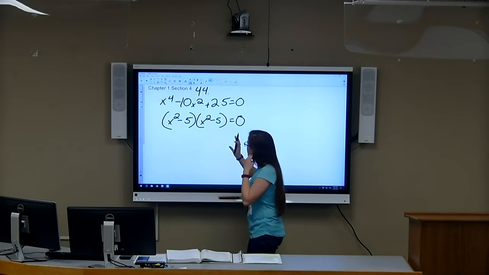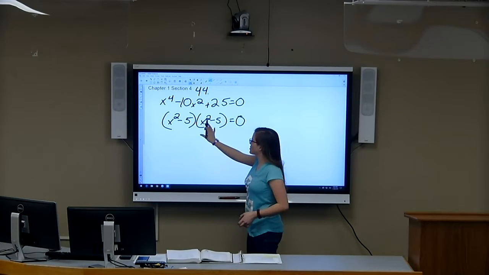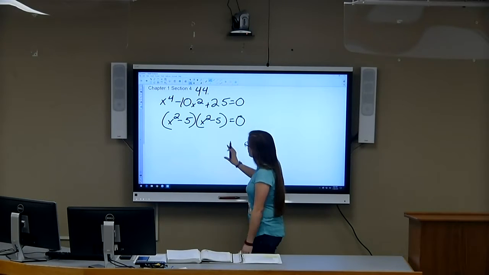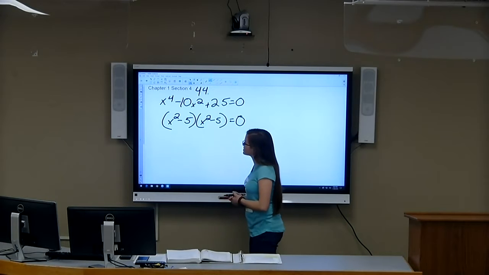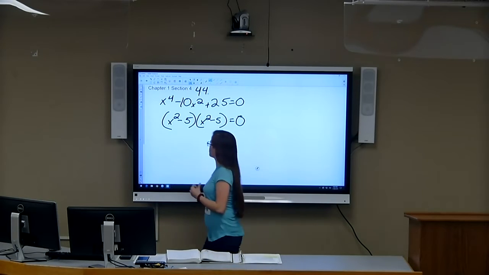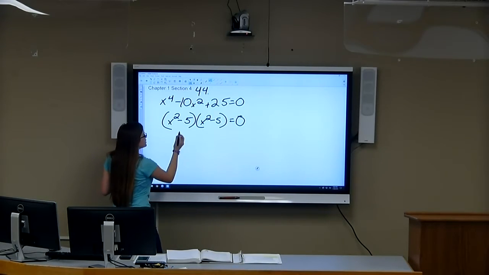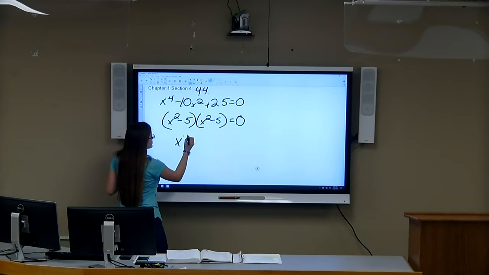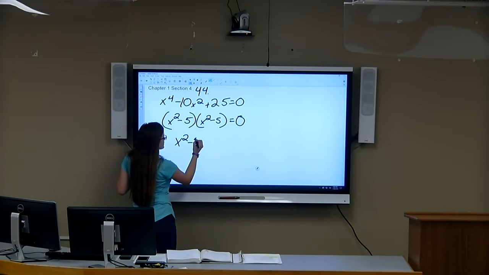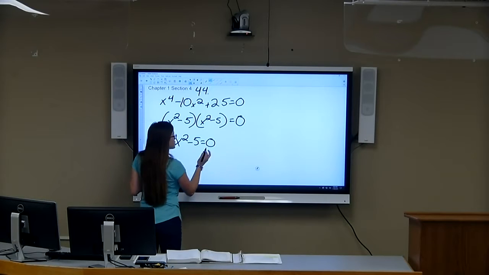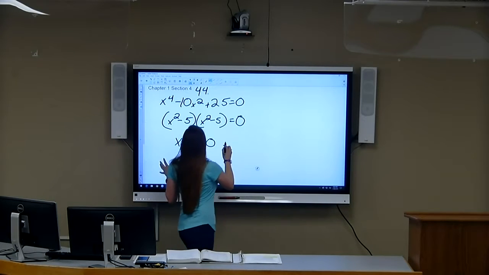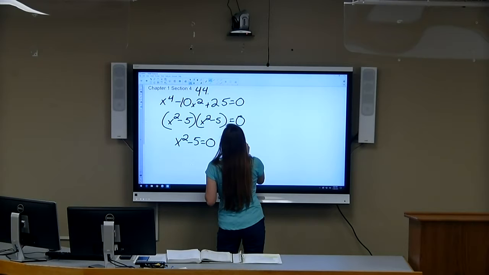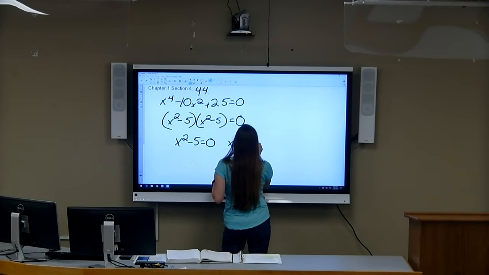Okay, now that you have it broken down in factor form, you can tell that these are both the same. So you only really have to work out one of them, but for the sake of it, we'll work them both out. But it will give you the same answer no matter what. So x squared minus 5 equals 0. We're using our zero property rule. So that's why we can just separate the two and set each equal to 0.